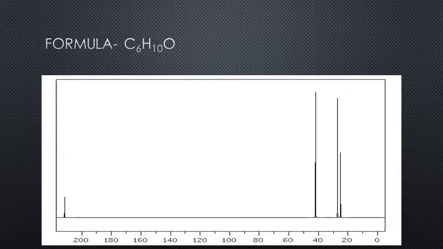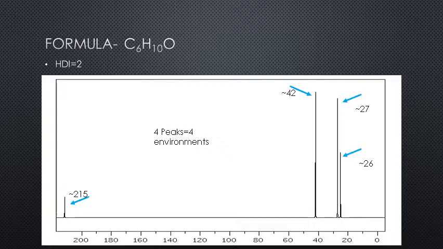So we have our formula there. Now, if you look, you'll see 4 distinct peaks. And we also have a hydrogen deficiency index of 2. So those 4 peaks are going to tell us that we have 4 unique environments. Now the first one has a chemical shift of about 215 parts per million. The second one at about 42, and third at 27, and then fourth at 26. Now you notice that the fourth at 26 is very similar to our 27, but they're not exactly the same. Now the fact that they're this close means they're likely the same group, but their placement may be a little different.